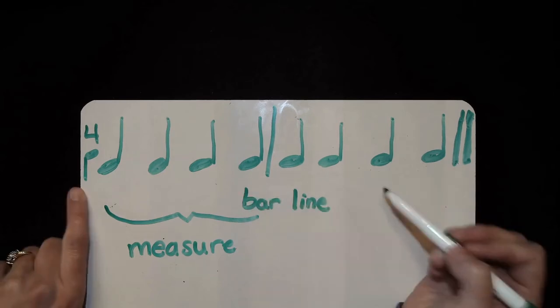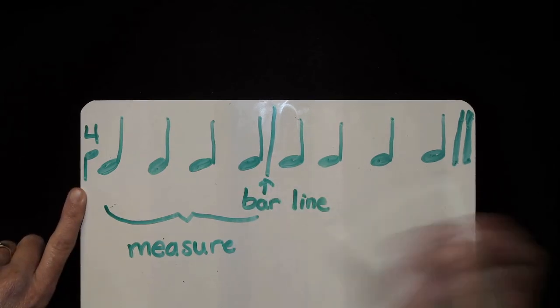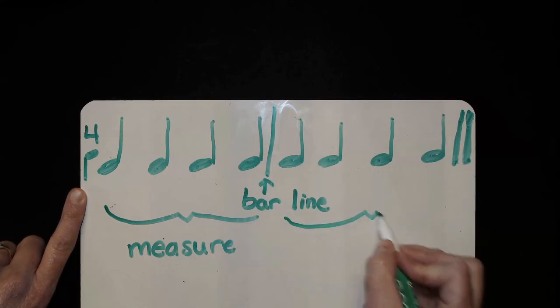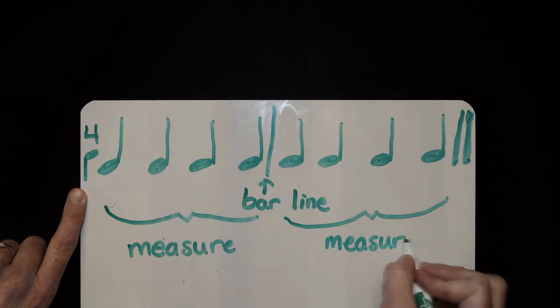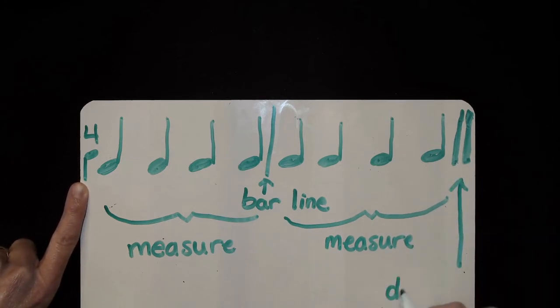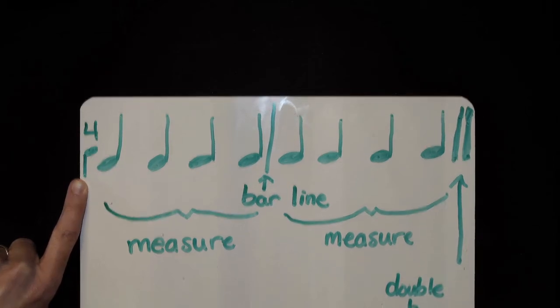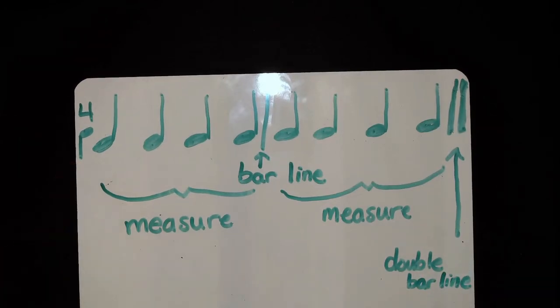So we have 2 measures written here. So this is the bar line, and it separates the 2 measures. And then this we call the double bar line. Sorry, can't see it. Bar line. Okay? Yay, bar line.